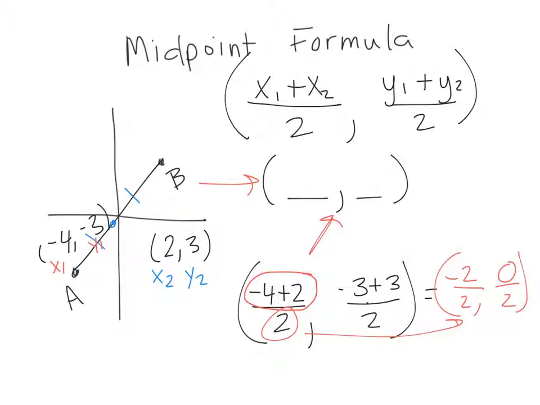So now I simplify even more and have -2 divided by 2 is -1. 0 divided by 2 is 0. So my midpoint would be (-1, 0). This is a pretty inaccurate graph, just a quick sketch. But you can see how (-1, 0) is very close to the middle, if I would have drawn it in right.